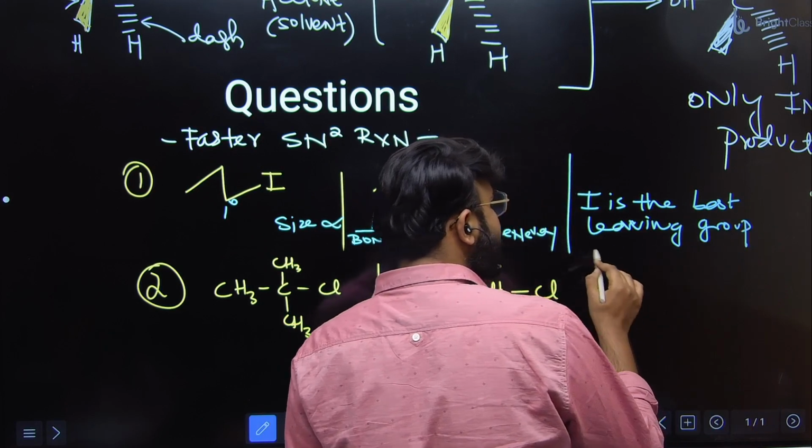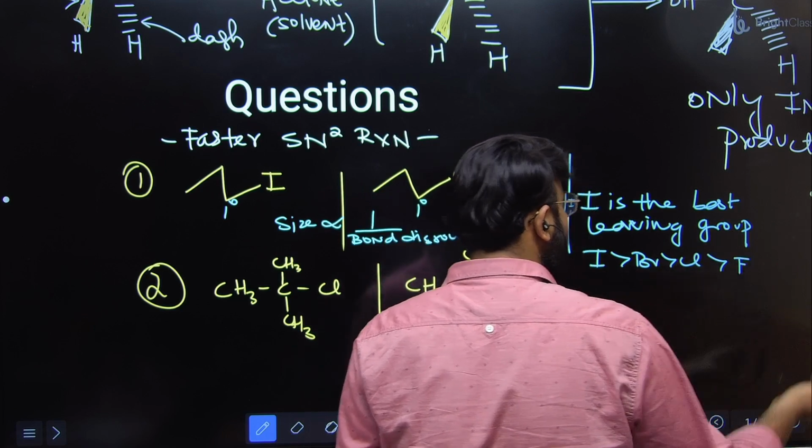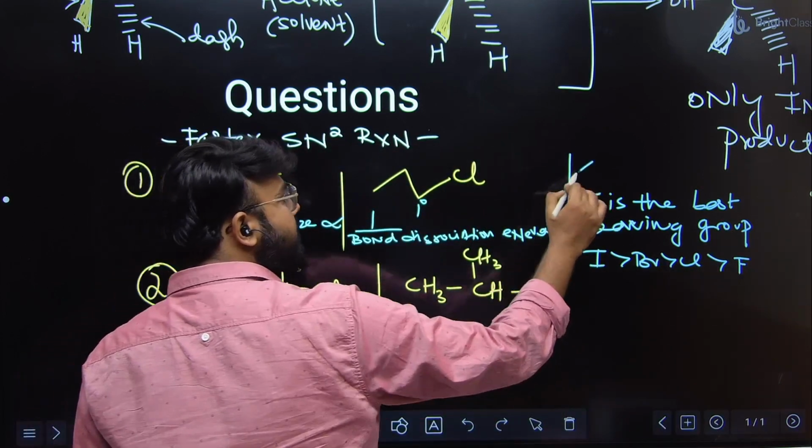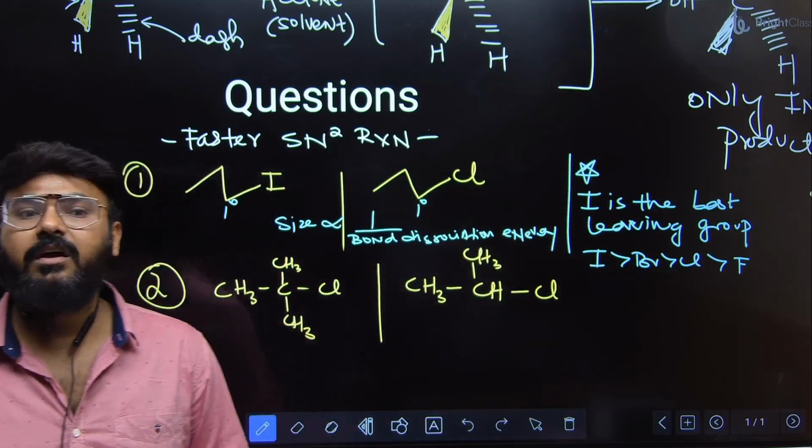So order of reaction is iodine, then bromine, then chlorine, and then fluorine. Please take a note of this. Iodine is the best leaving group. Clear for everyone?